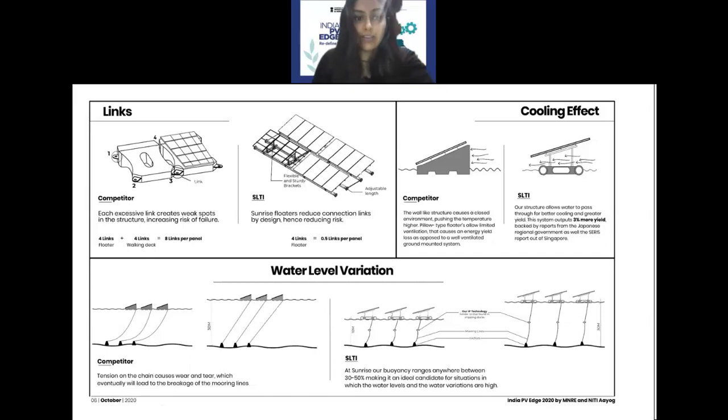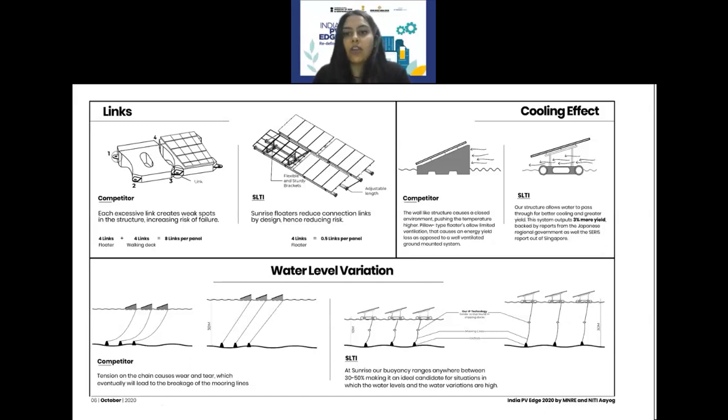One of the key effects with the Sunrise floater design is that there is a big cooling effect that comes into play here. Our floaters ensure that the PV module is actually offset from the water level, which allows a lot of air to flow under the module, hence reducing the temperature of the module as compared to the competitor, where it's a block design, there is no airflow, and the temperature of the module goes up and the efficiencies go down. There have been studies conducted by the Kagawa government in Japan, as well as Ceres in Singapore, which clearly show that our product actually performs to the level of about 3% higher yield as compared to competition. And that's one of the biggest advantages that we can bring to the market.